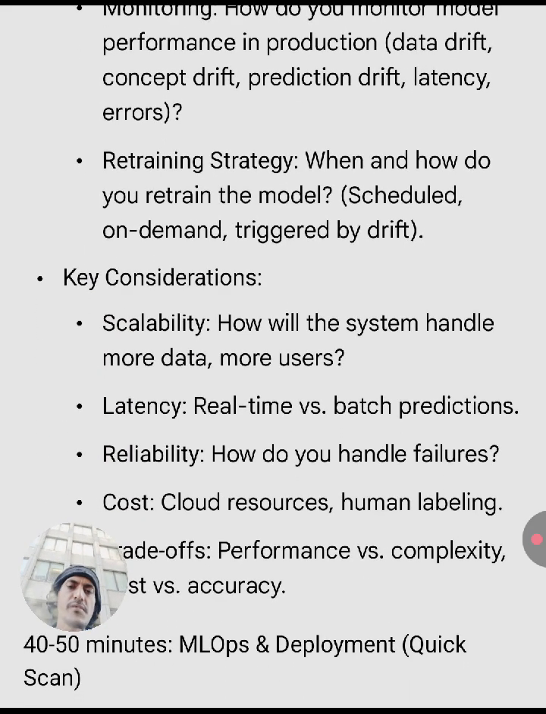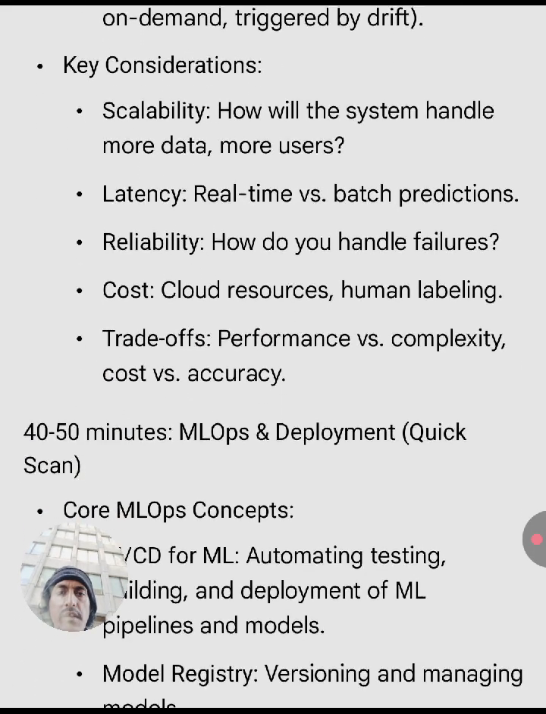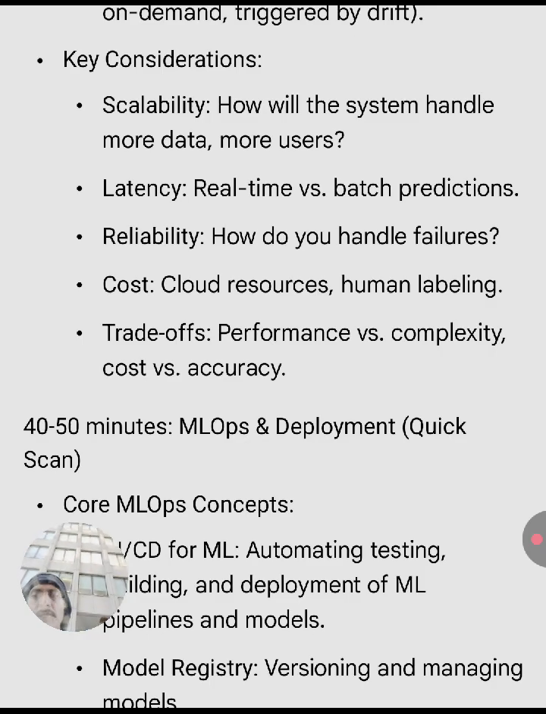So the key considerations here: scalability, how will the system handle more data, more users; latency, real-time or batch prediction. For real-time, how fast can you serve; reliability, how do you handle failures; and then of course cost, cloud resources, and human-level data, or do you introduce synthetic data, how much of our data is synthetic. If we use more human-level data we have a little bit more cost. There are these trade-offs, of course, performance or complexity, cost versus accuracy.